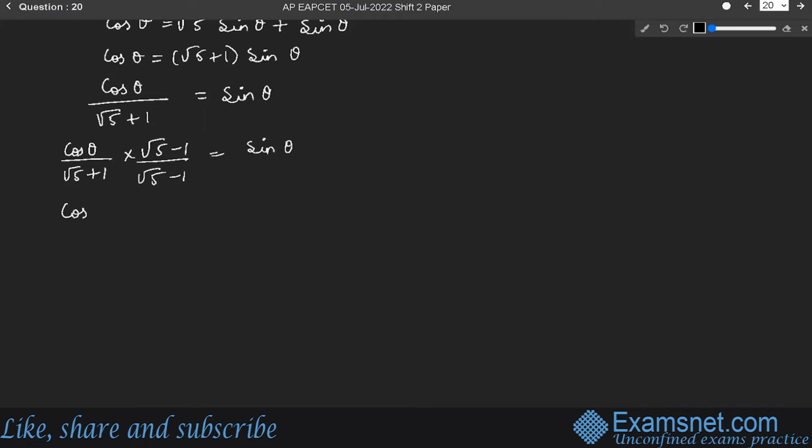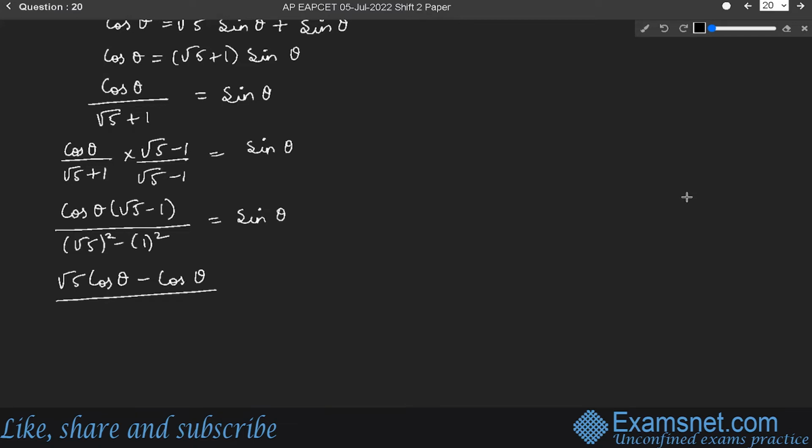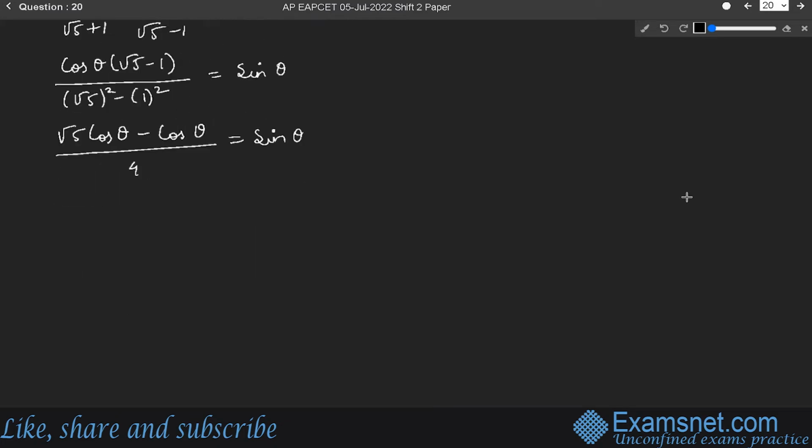So it will be cos theta into under root of 5 minus 1, and the denominator will be a square minus b square, because you can see that it is a plus b and a minus b. So it will be under root of 5 square minus 1 square is equal to sin theta. So it becomes under root of 5 cos theta minus cos theta divided by 5 minus 1, which is 4, is equal to sin theta. Now, it will be under root of 5 cos theta minus cos theta is equal to 4 sin theta.